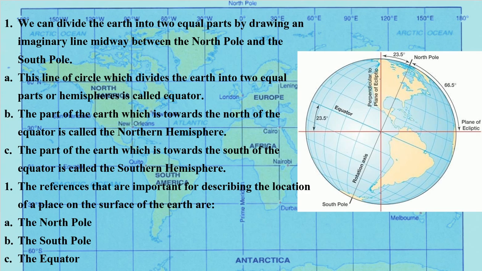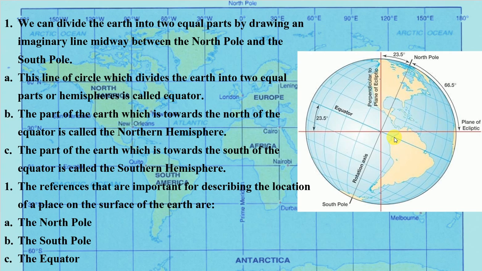As you can see in the picture, a perpendicular line from any of the poles to the equator makes an angle of 90 degrees. If you take the North Pole, you will see that this line makes an angle with the equator, and this angle is 90 degrees.